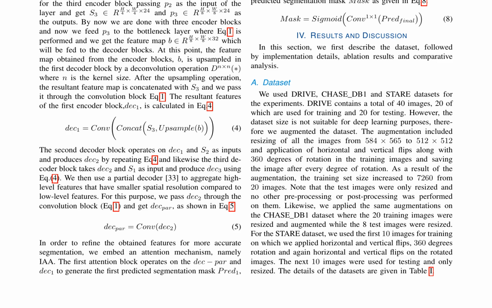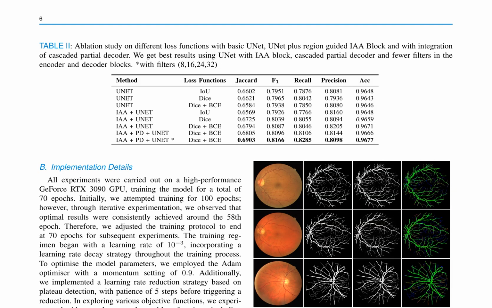The network is evaluated on 3 datasets: DRIVE, CHASE_DB1, and STARE, with augmentations including resizing, flips, and 360-degree rotation. In the realm of medical image segmentation, the U-Net architecture has been a cornerstone for researchers. This study delves into the impact of different loss functions and filter counts on segmentation performance. The findings, as presented in Table 2, reveal that employing the dice loss function in conjunction with fewer filters in both the encoder and decoder blocks yields optimal results.